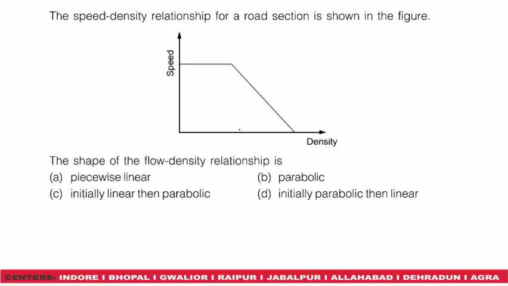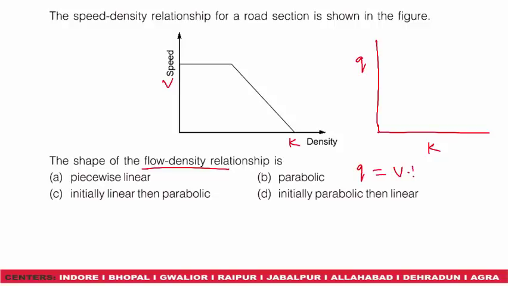The next question is the speed density relation for a road section is shown in figure. The shape of the flow density relationship is. So speed versus density, K, V versus K graph is given to us, and we have to determine the flow versus density. So flow, that is volume, so it is Q versus K graph we have to determine. Now we know that Q is equal to V into K.